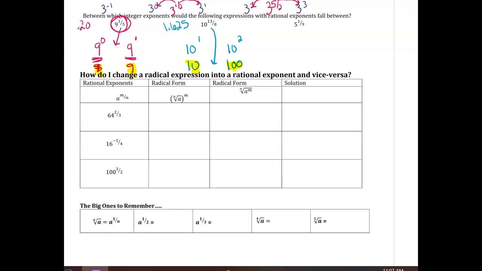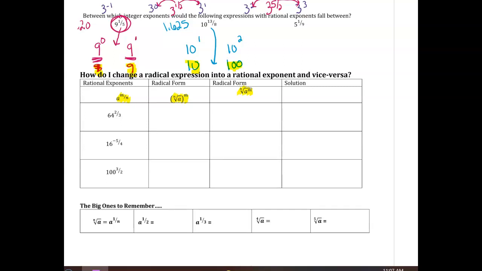So what I want you to first do is just look at this a to the m/n. That's our rational exponent form. And then here it is written as a radical. There's one option, and then the next column over, that's just the other option of how to write it. All right? So take a look, study those letters where they go, and then we'll do a little bit of practice.